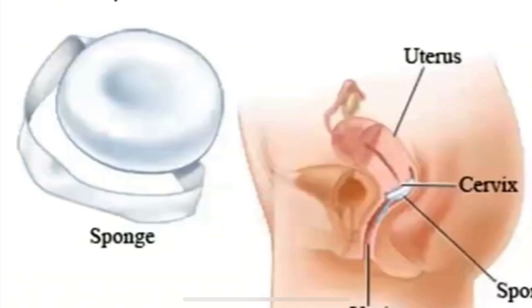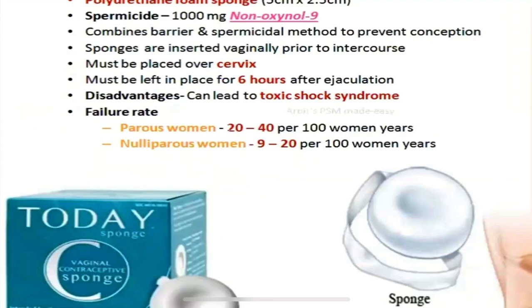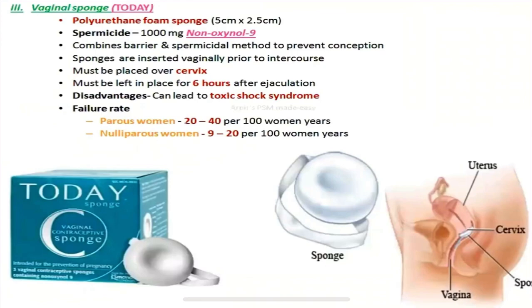It must be left in place for 6 hours after ejaculation. After the sexual intercourse, the sponge should be left inside the vagina for 6 hours. The disadvantage is, if it is left for more than 6 hours, exceeding 24 hours, it will again lead to toxic shock syndrome, just like in diaphragm. Guys, don't confuse. Always it should be for a period of 6 hours. If it is exceeding beyond 6 hours or beyond 24 hours, there is a possibility of toxic shock syndrome.